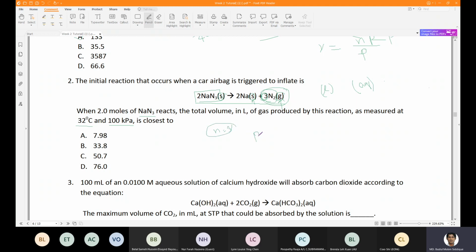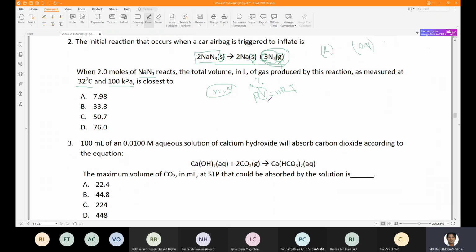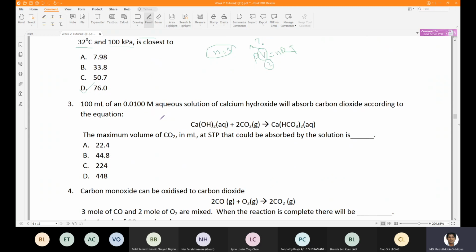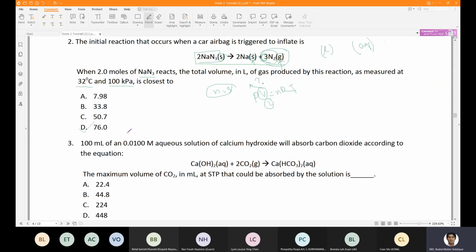So PV equals nRT. Please use PV equals nRT, the equation, and from here you will find V, how much volume in liters you can find. It turned out the same way as what we just did. It turns out that 76 liters of nitrogen gas will be produced.